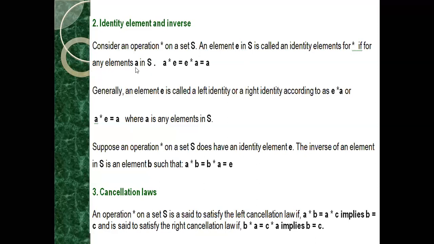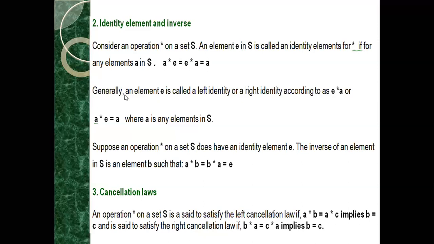If for any element A in S, the condition is A star E is equal to E star A, that is equal to A. Here the binary operation can be addition or multiplication or subtraction. The binary operation of A with the identity element gives the same element. This is the identity law: A star E is equal to E star A is equal to A. So E is the identity element.